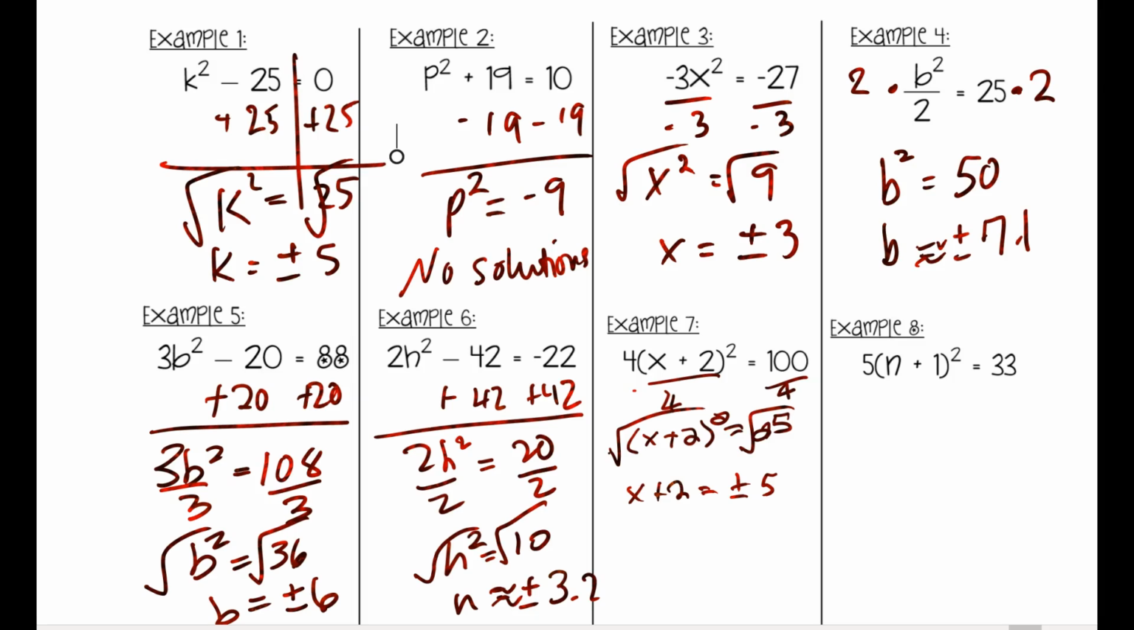That means that we have two equations. We have x plus 2 is equal to 5, and then we have x plus 2 is equal to negative 5. All right, and then we subtract 2: x is equal to 3, and x is equal to negative 7.